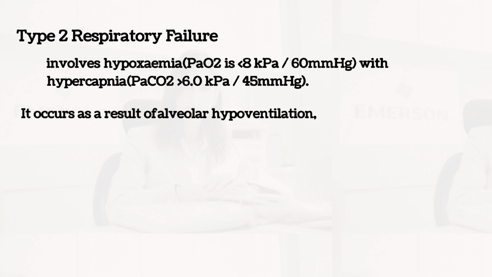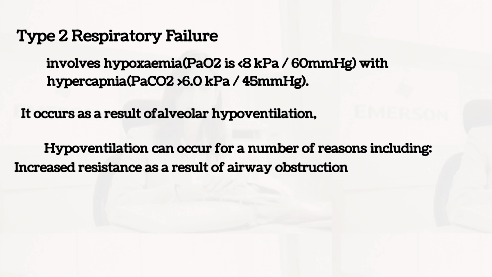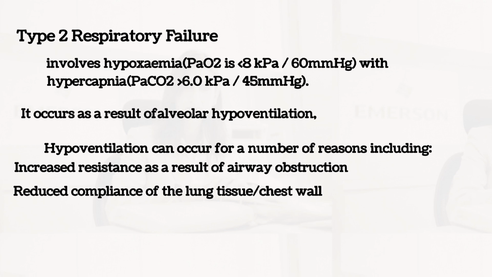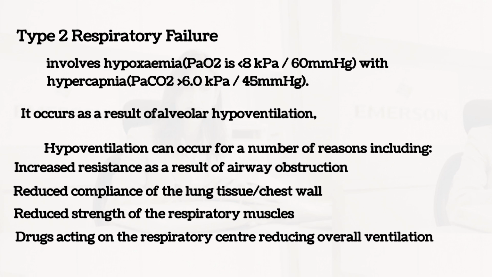It occurs as a result of alveolar hypoventilation, which prevents the patient from being able to adequately oxygenate and eliminate CO2 from their blood. Hypoventilation can occur for a number of reasons including increased resistance as a result of airway obstruction, e.g. COPD. Reduced compliance of the lung tissue, chest wall, e.g. pneumonia, rib fractures, obesity. Reduced strength of the respiratory muscles, e.g. Guillain-Barré, motor neuron disease. Drugs acting on the respiratory center reducing overall ventilation, e.g. opiates.